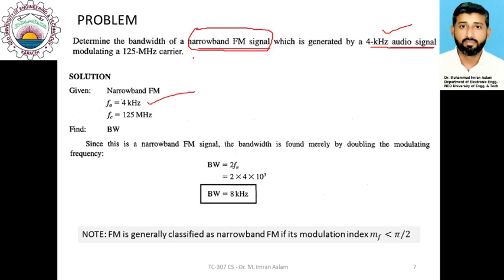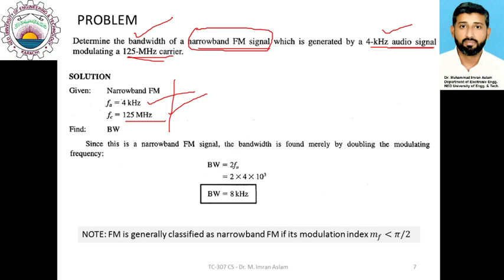Narrowband FM is the signal where you have restricted the modulation index to a certain limit. The carrier frequency is given as 125 megahertz. Although for this particular problem the carrier frequency is not critically important, because we are interested in calculating the bandwidth of narrowband FM.